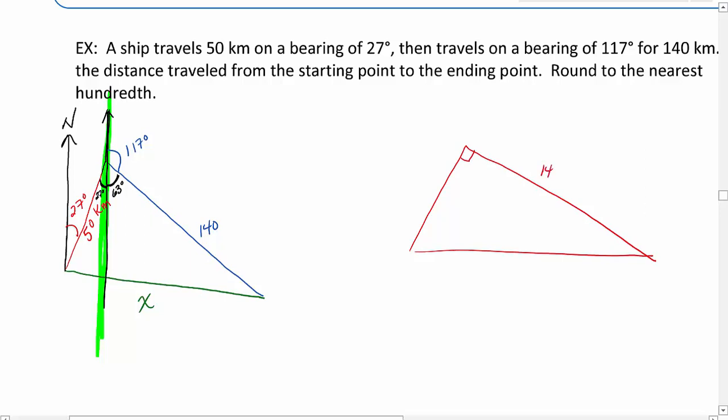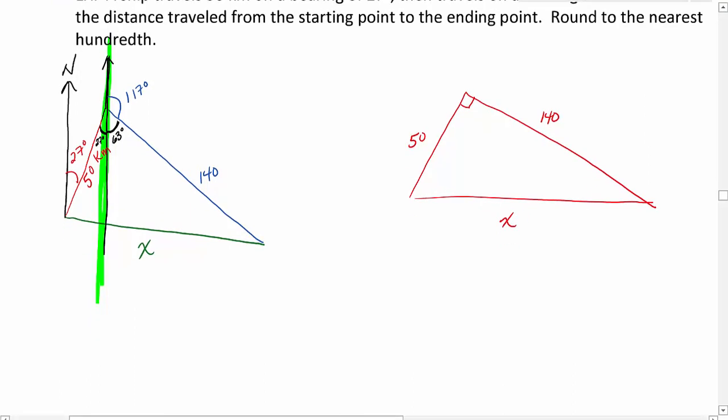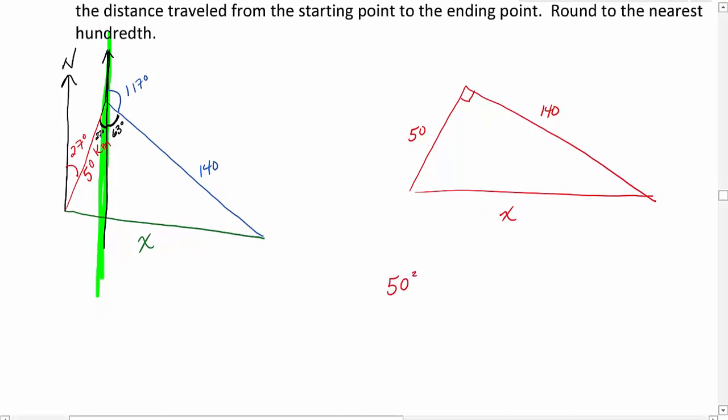Here's our right angle. This one's 140, this one's 50, and we're trying to find x. Well, for this, we don't even need trigonometry. All we need is to apply the Pythagorean theorem to relate the three sides of this right triangle. 50 squared plus 140 squared equals x squared. And we'll just plug that into our calculator, rounding to the nearest hundredth. We get x to be equal to 148.66 kilometers.